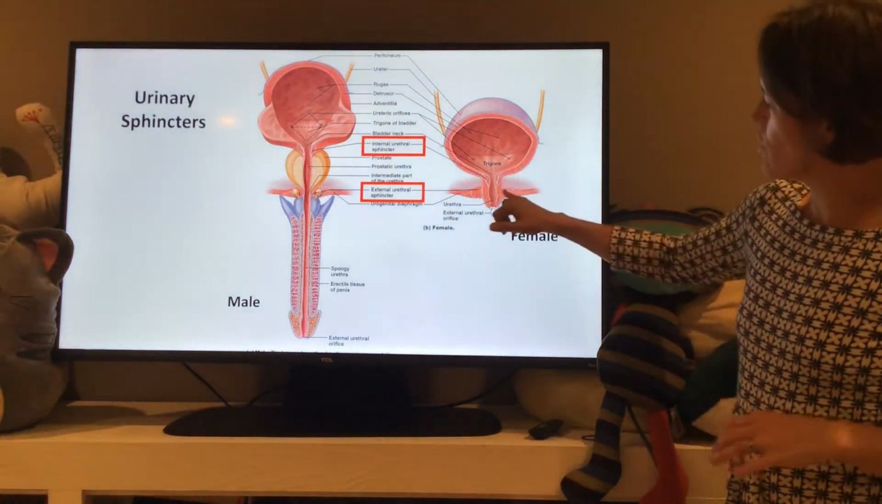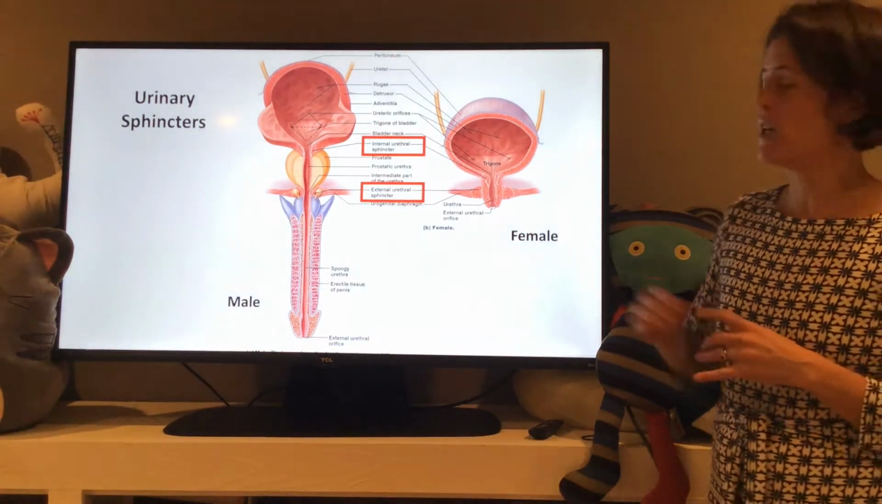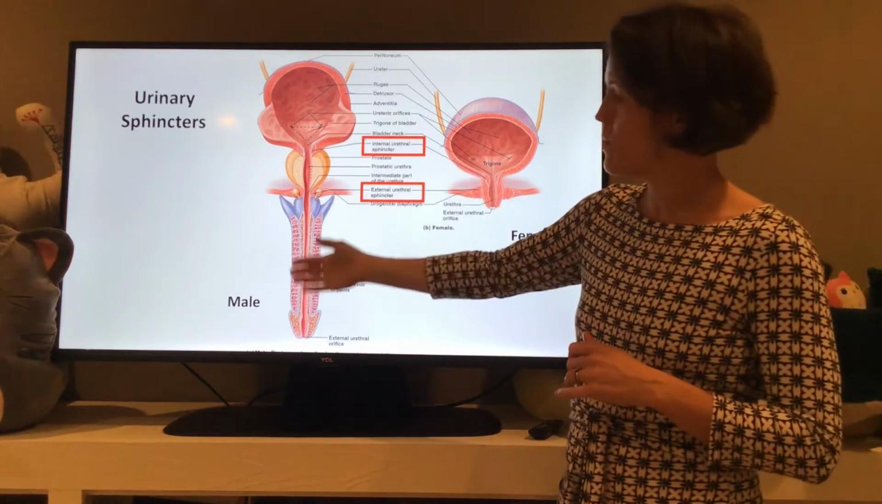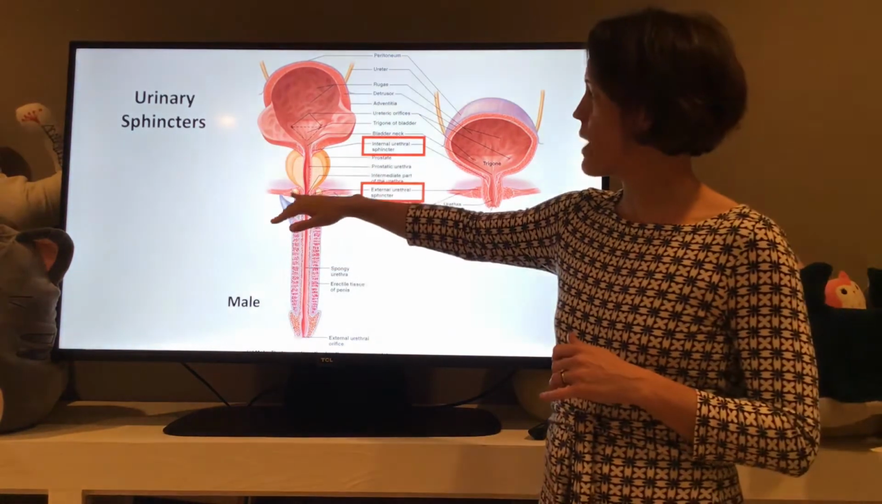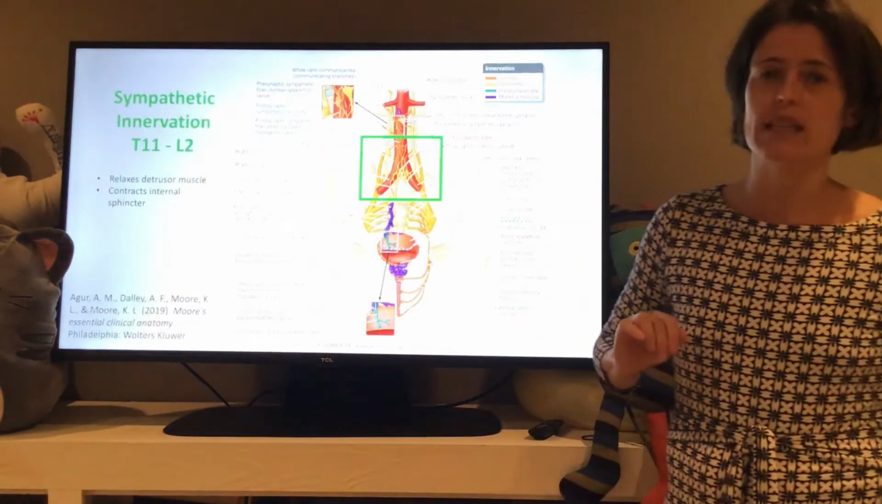The female urinary bladder has one sphincter, the external urethral sphincter, which lies within the urogenital diaphragm. It's a tube-like structure. The male urinary bladder has this external sphincter as well as an internal sphincter, which lies immediately superior to the prostate gland.